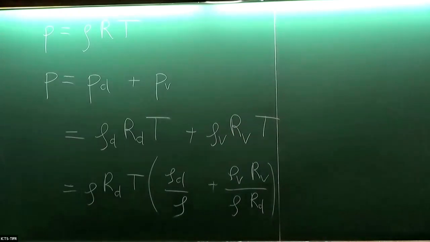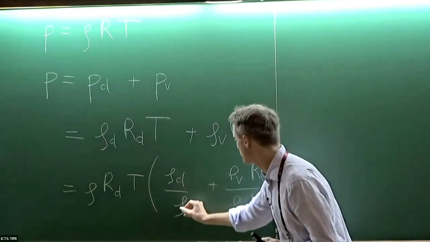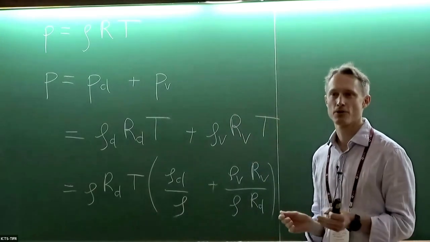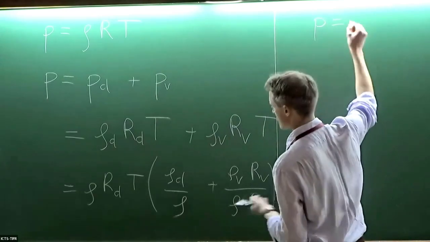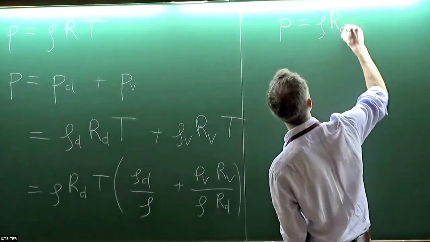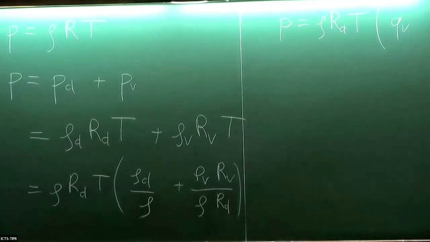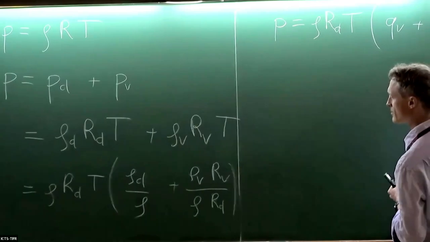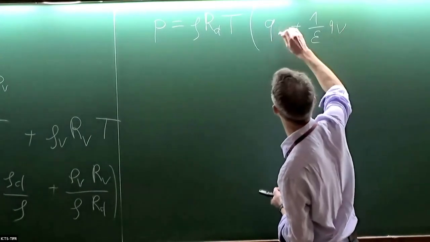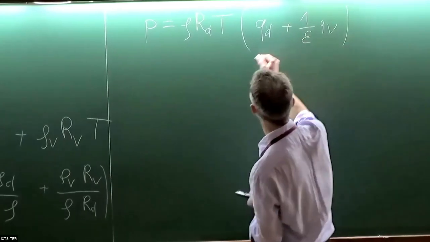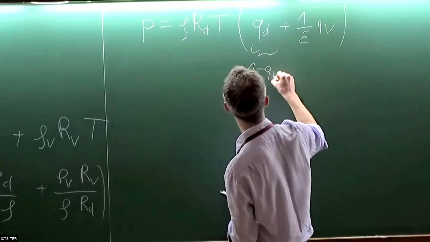Now you have several solutions. First thing is the lazy solution, the easy solution. Rho_d divided by rho, what is it? It's called the specific humidity. It's the definition, specific humidity. So it's going to be q_v. I'll write it q_v, specific humidity. And here you have 1 divided by epsilon q_v. No, this is q dry. Q dry is, yeah, I should have written that before. It's going to be 1 minus q_v.